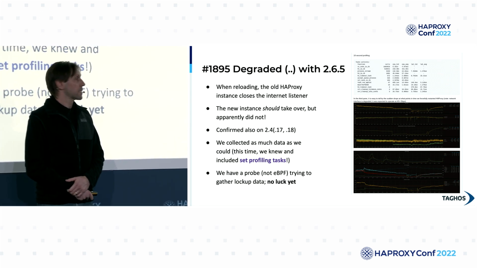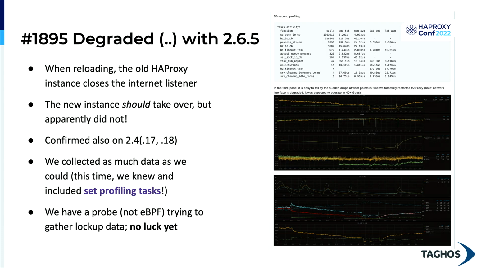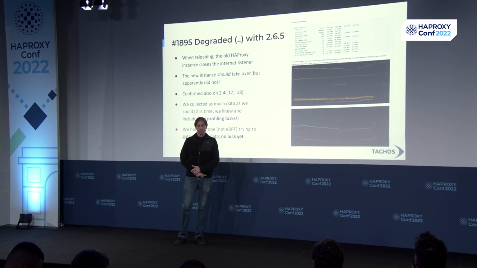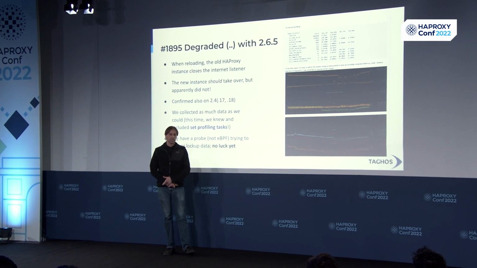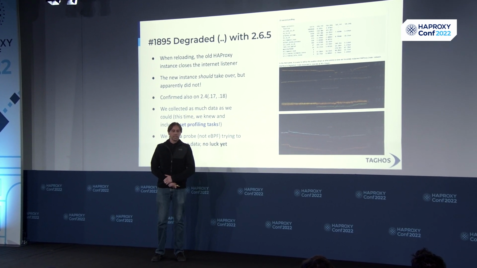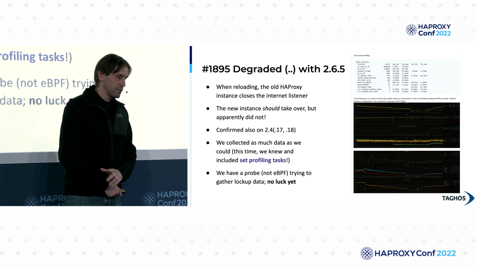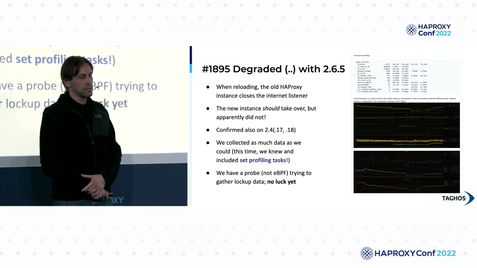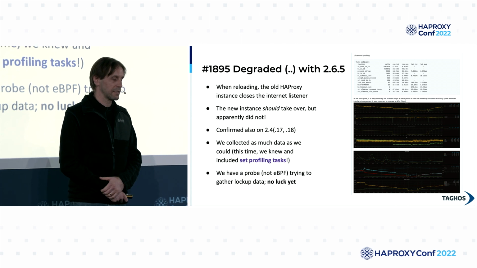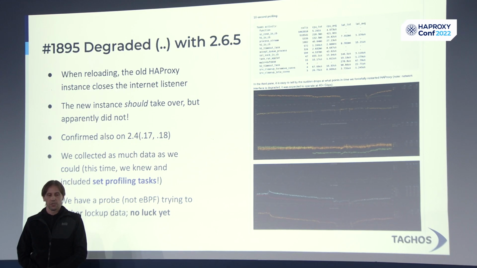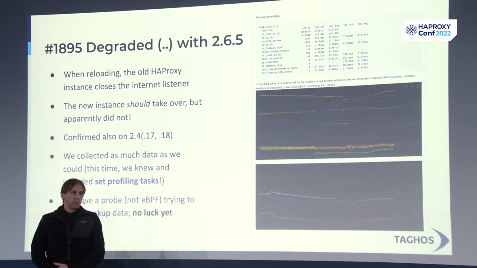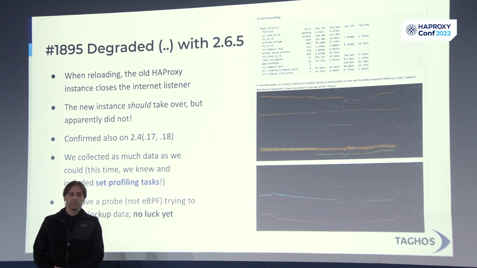It's not too clear on these graphs, but we have a sudden drop by the middle. That's when it becomes an incident. We had to roll back, but we also hit the same issue with 2418 and 17 in a row. So we created a ticket and included as much data as we found relevant. This time we did not include perf record because it didn't make sense, but we did include show profiling tasks. Still, we are at a loss as to what is really happening here.